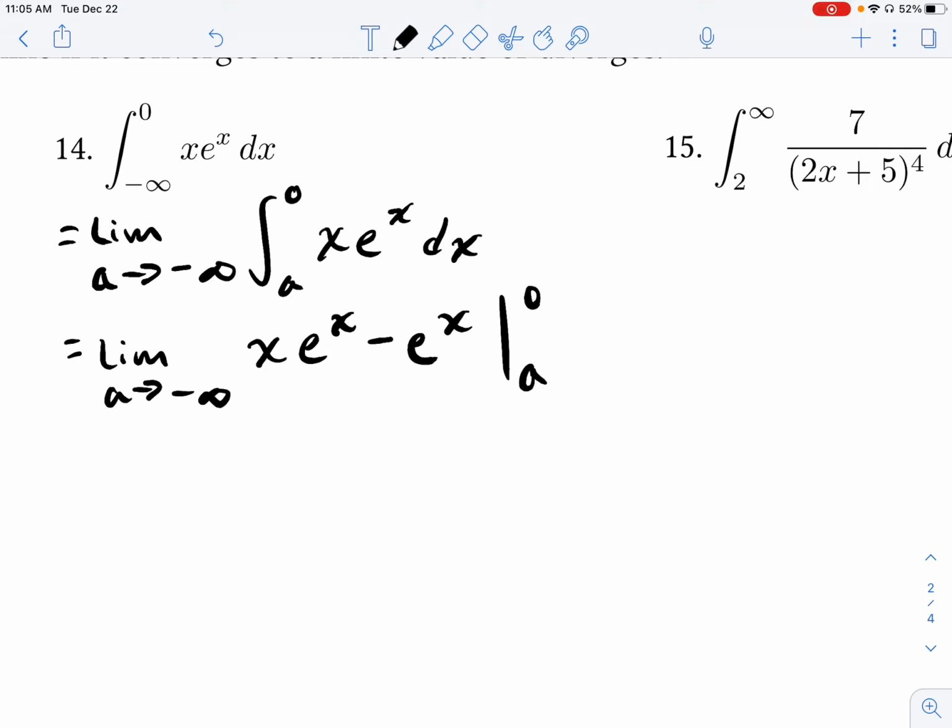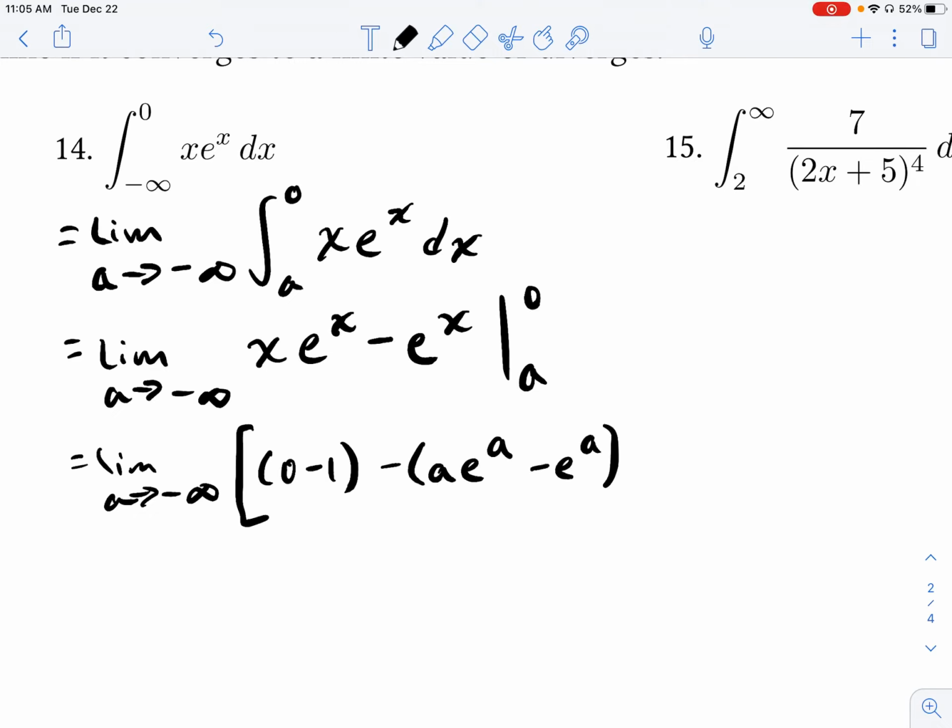All right, now that we have our integral, we're going to evaluate it at those bounds. So we're going to say the limit as a approaches negative infinity, and we're just going to plug in our bounds here. We've got 0 minus 1, since e to the 0 is 1. So this is our integral evaluated at 0. Now let's evaluate that integral at a: minus a times e to the a minus e to the a. All I've done so far is evaluate this integral at those bounds.